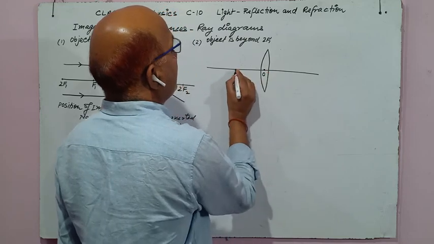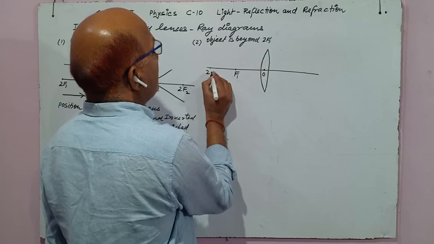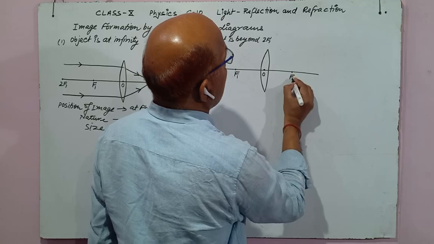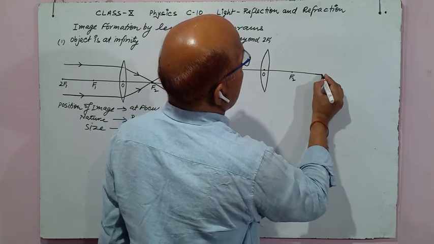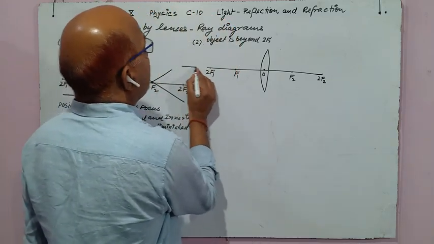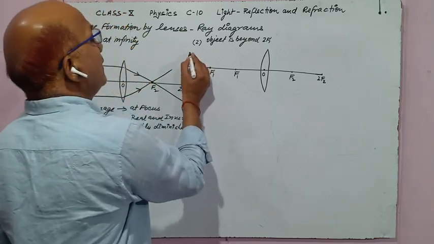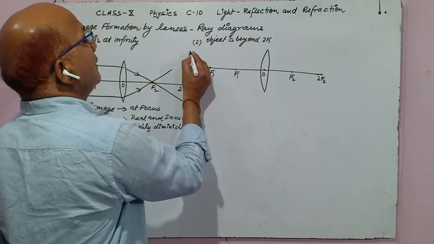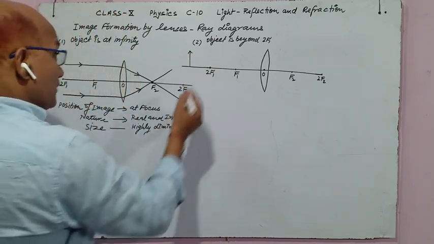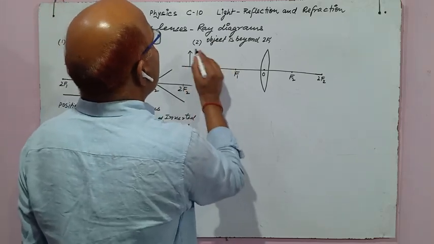This is optical center. This is f1, this is 2f1, this is f2, and this is 2f2. So the object is beyond 2f1. Let the object be here. This position is beyond 2f1 because 2f1 is here. So we will draw only two rays.